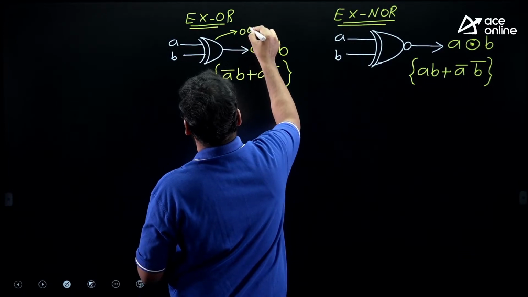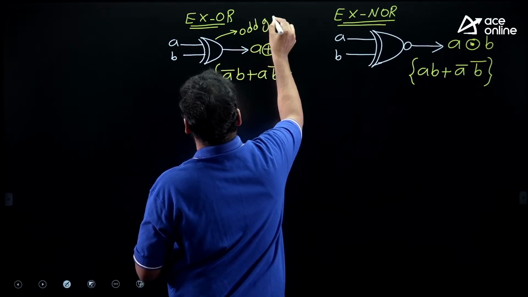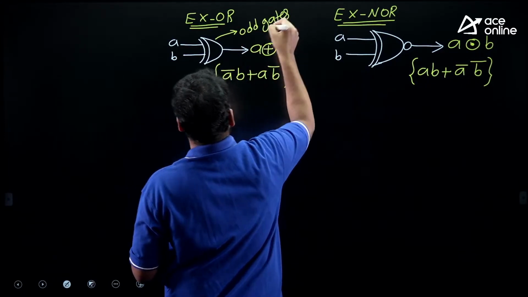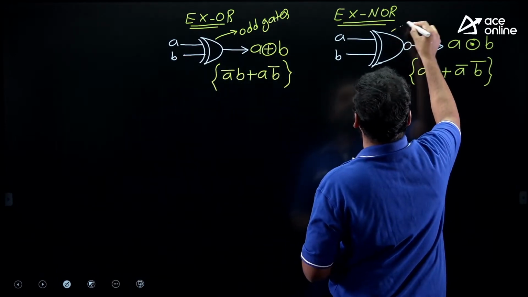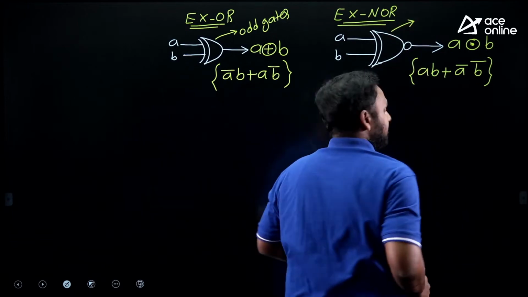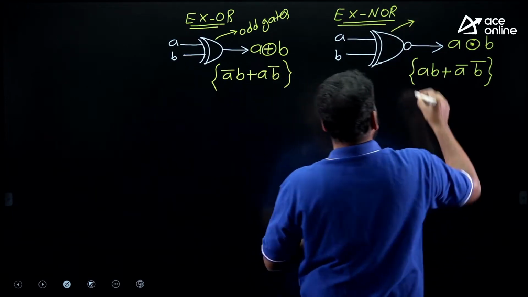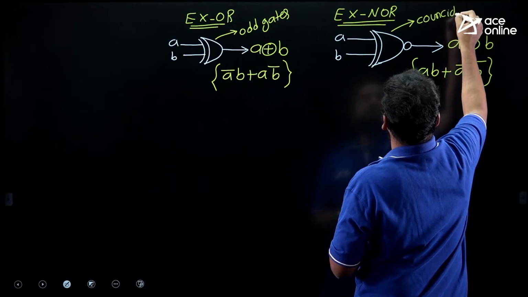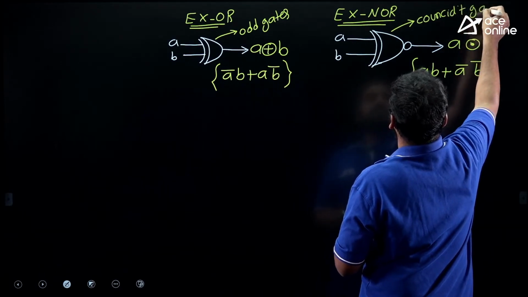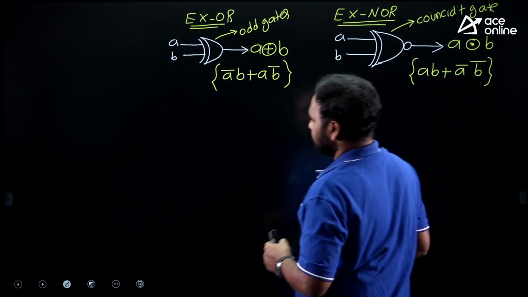We can also call it an odd ones gate. For an odd number of ones, the output will be 1 in the XOR gate. But here you can call it even. From the exam point of view, remember the exclusive NOR gate is a coincident gate. We can call it the coincident gate.